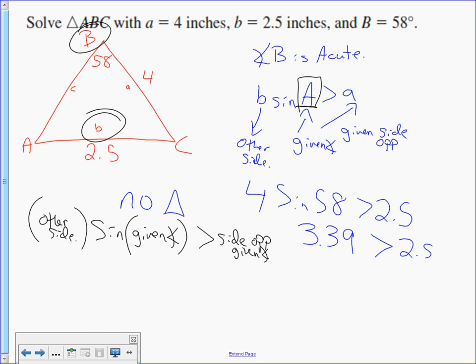Now here's the thing: if it was smaller, then I go to the next one. Then if it was not true, then I try the next one. Is the other side times the given angle equal to the side opposite the given angle, or I check the other ones. So there's all these other ones you got to check.